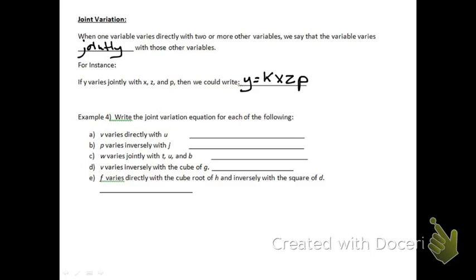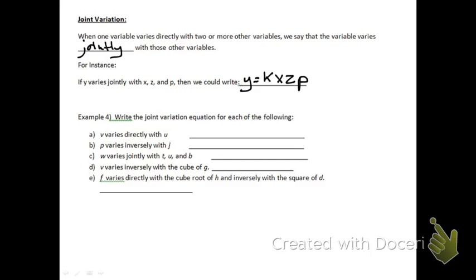So y is equal to the product of k times x times z times p. What I'm going to ask that you guys do is write the joint variation equation for each of the following models. And I'll maybe do the first couple with you and see if I can challenge you to do maybe the last one or two on your own.